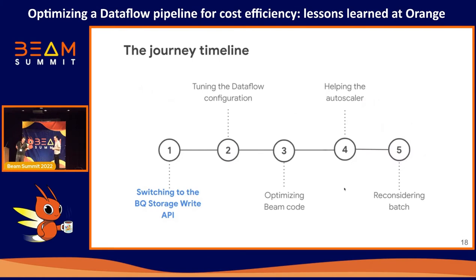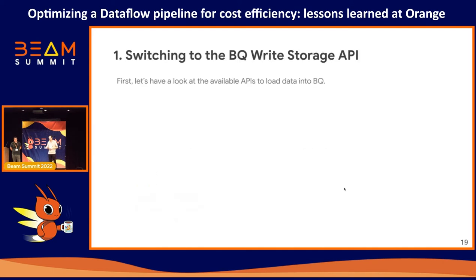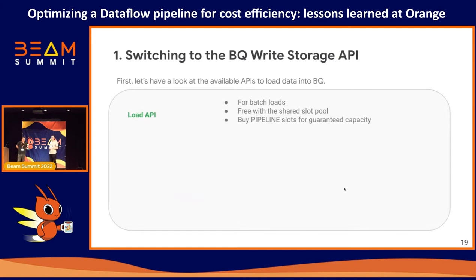Okay, so let's start with the first one, which is working with our dependency, and our dependency here is BigQuery. So let's have a little look at how you can ingest into BigQuery. You have three main APIs. The first one is called the load API. It's for batch loading into BigQuery. It's free, unless you want guaranteed capacity: in Google Cloud Platform, you can buy slots and then create what we call reservations, but otherwise it's free.